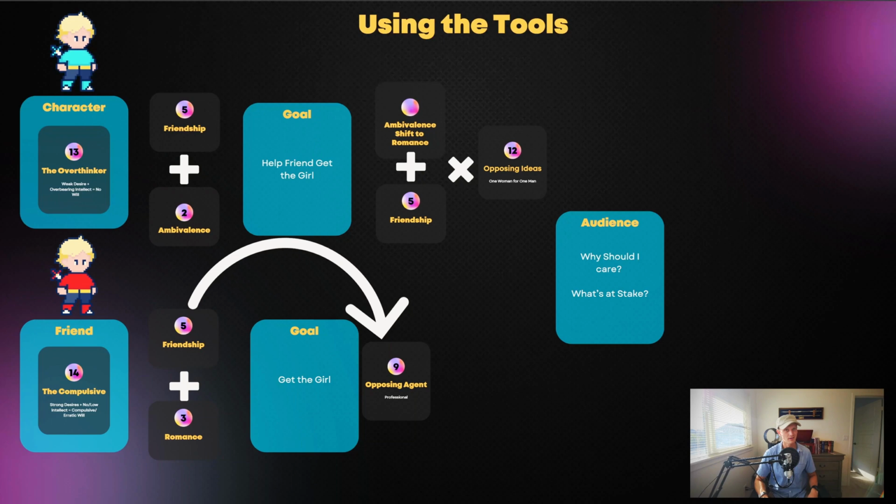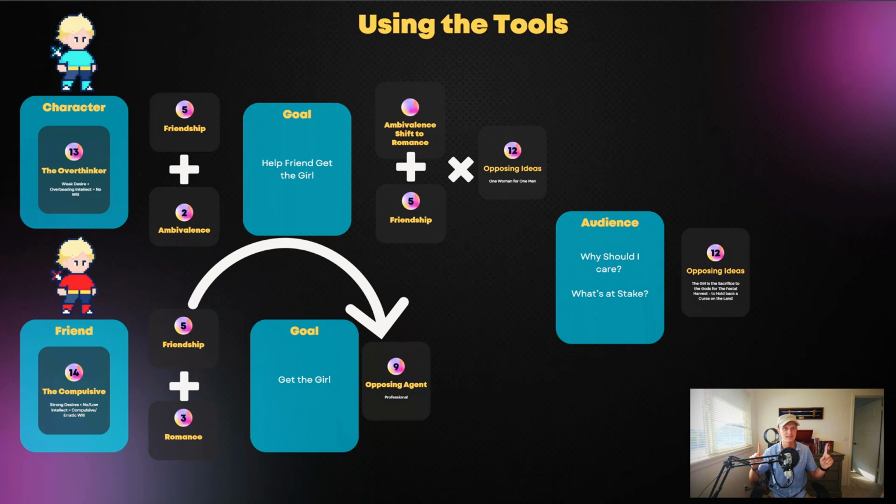But what about your audience? Your audience is going to ask at least these two questions. Why should I care, and what's at stake? So why should your audience care? This sounds like your typical love triangle. Like, it's not really all that interesting. So what is it about the girl or about the characters that could make it more interesting? Well, what if the girl is actually supposed to be a sacrifice for the festal harvest? And if she's not sacrificed, then a curse will destroy their land.